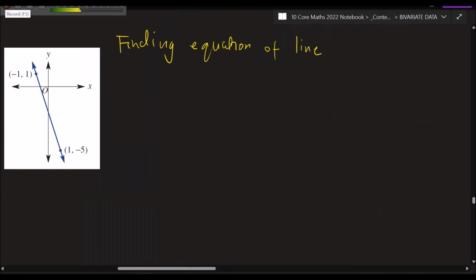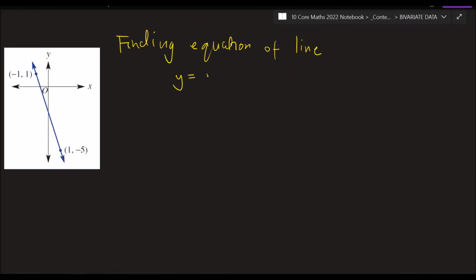There's two parts to this. Remember your equation. If you're looking for the equation, it has to look like this: y equals mx plus c. Okay, that's what we're looking for. There's two things, the gradient and the y-intercept. Two things we're looking for.